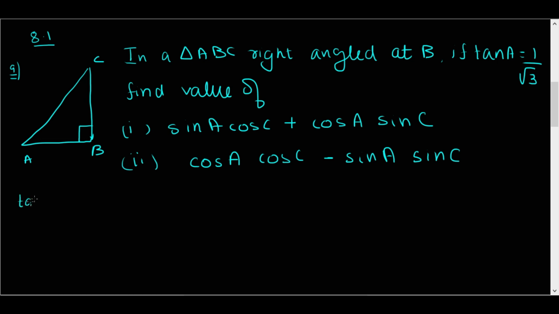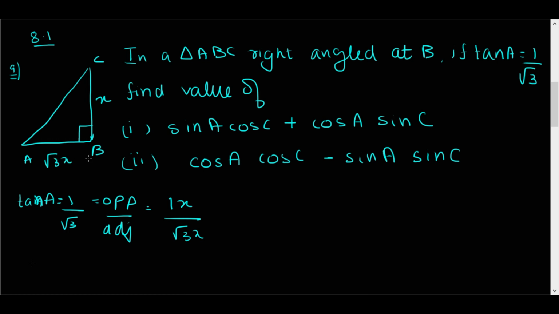It's given to me tan A is 1 by root 3. Tan is opposite by adjacent. So opposite would be 1x by adjacent root 3x. So this would be x, and this would be root 3x.